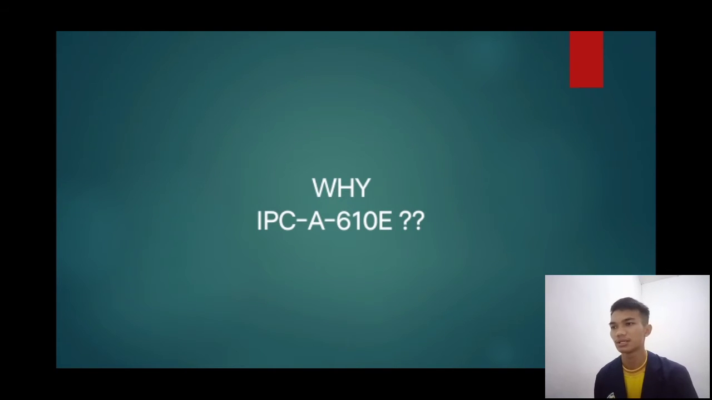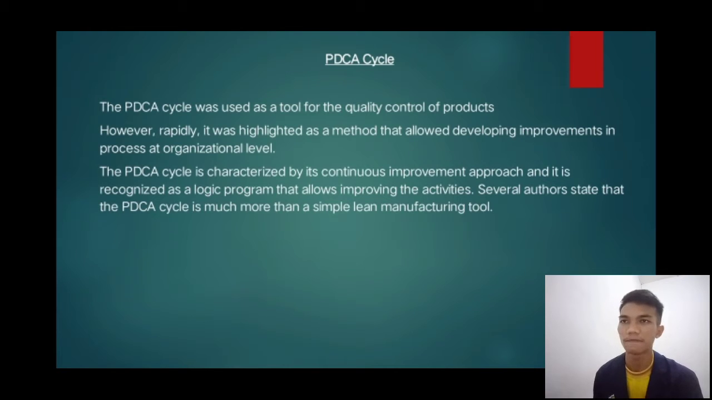The next literature is the PDCA cycle. The PDCA cycle was used as a tool for the quality control of products. However, it was rapidly highlighted as a method that allowed developing improvements in the process at organizational level. The PDCA cycle is characterized by its continuous improvement approach, and it is recognized as a logic program that allows improving the activities. Several authors state that the PDCA cycle is much more than a simple lean manufacturing tool.